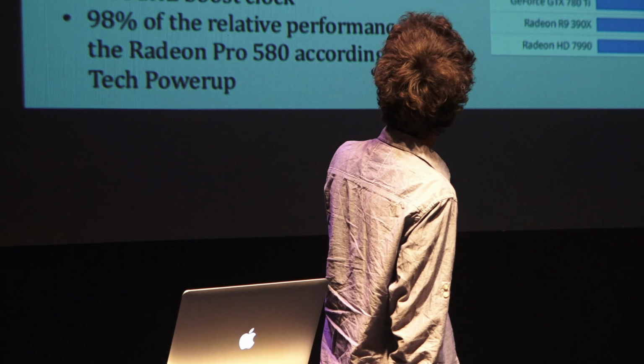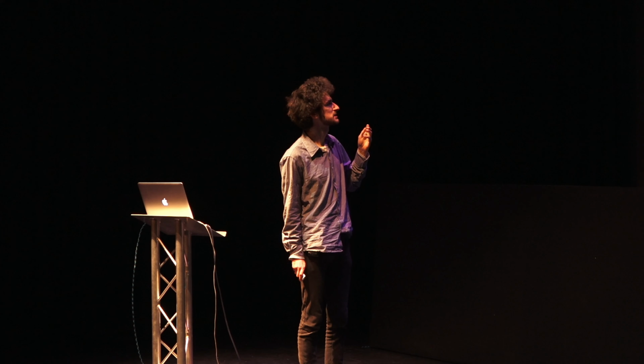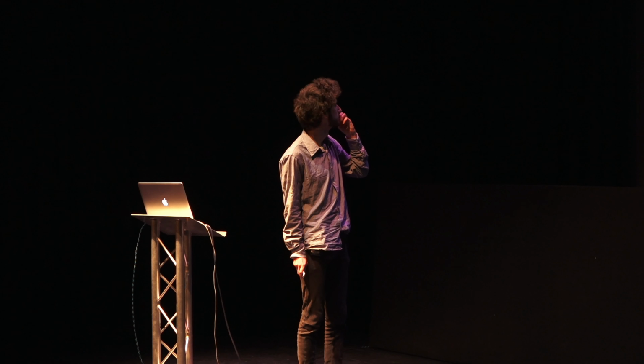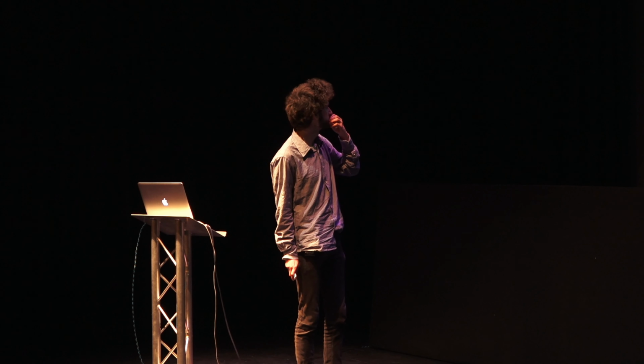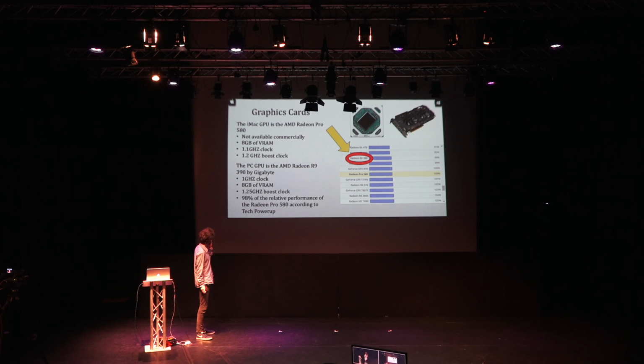Okay, I had to look specifically into the graphics card, because the Radeon Pro 580, which is inside the Mac, is not available commercially to buy. At least I could not find it online. So I had to get as close as I could in specs with the Radeon R9 390, as you can see circled there, which has almost exactly the same specifications, but according to TechPowerUp, it is 98% performance in comparison to the Mac's 580 at 100% performance.